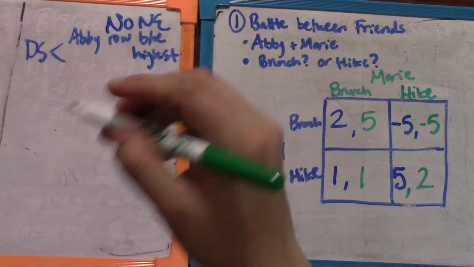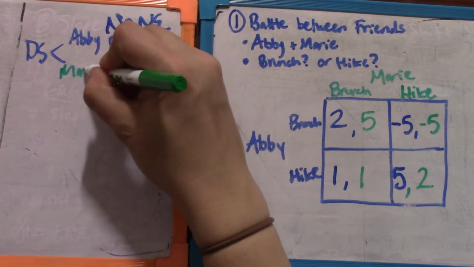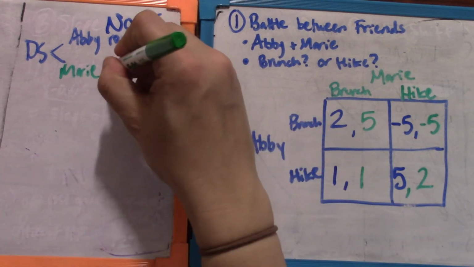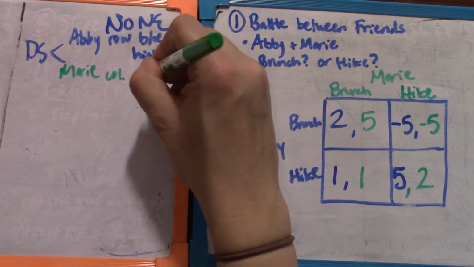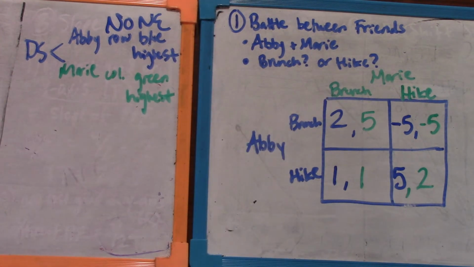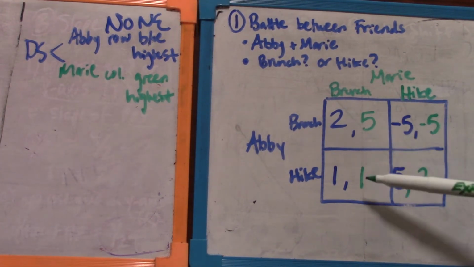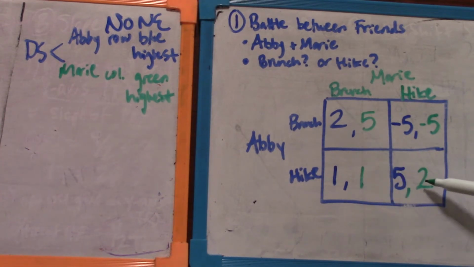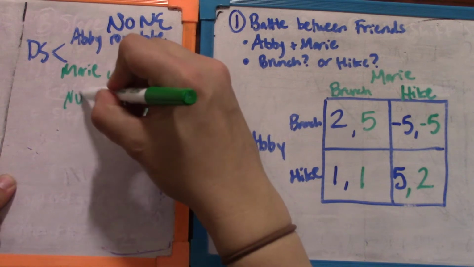None for Abby. For Marie, we're thinking about her own strategy and her own payouts. So it's a column where the green is always highest. A strategy where, independent of what Abby does, she's better off. 5 is better than -5, so for brunch is winning, but 1 is worse than 2. So there's no column where she's always better off. So again, she also has none.